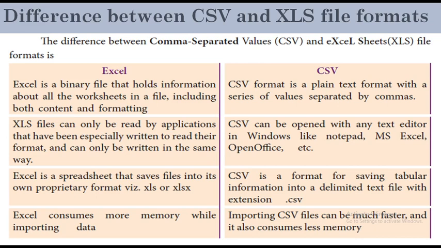XLS is a spreadsheet that saves files into its own proprietary format. It is a spreadsheet format, saved as XLS or XLSX. CSV is a format for saving tabular information into a delimited text file with the extension .csv. We should save the CSV format with the extension .csv.